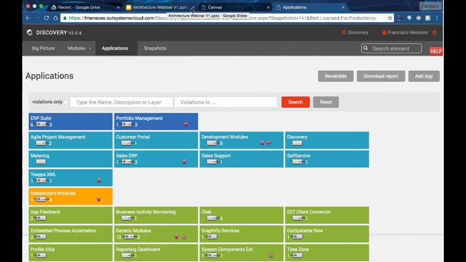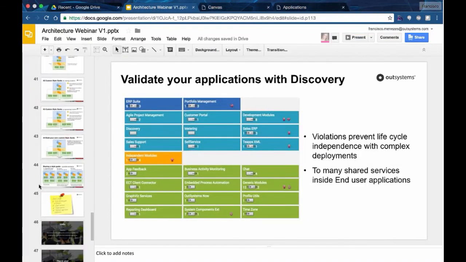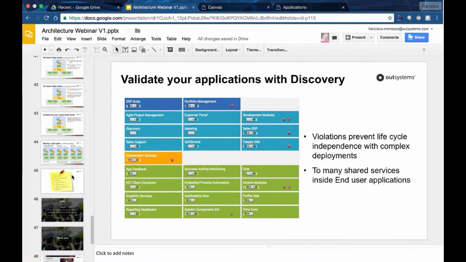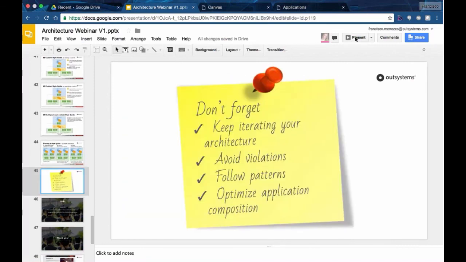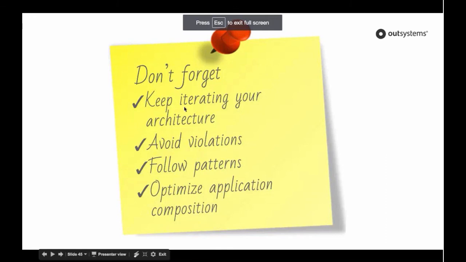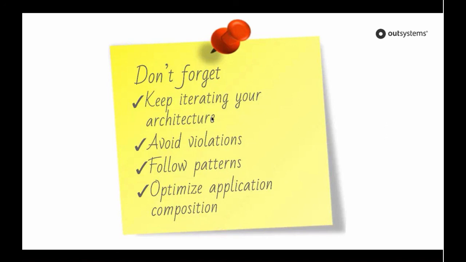And this basically concludes my presentation. Let me resume the presentation. As a final reminder, you need to keep in mind that you need to iterate your architecture, because architecture is a living thing. It's not something that you just design once and you don't worry about it. You need to keep avoiding the violations. You should follow patterns, and you should optimize application composition.